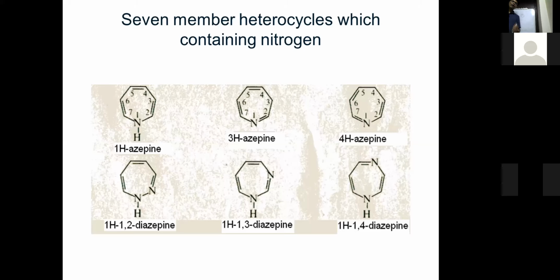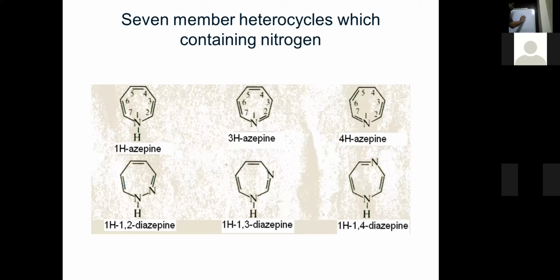First is 1H azepine. Why is it called 1H azepine? This is 1, 2, 3, 4, 5, 6, 7. So at the first position, it contains an extra hydrogen. So it is known as 1H azepine.